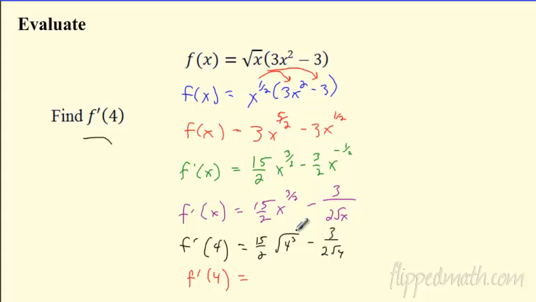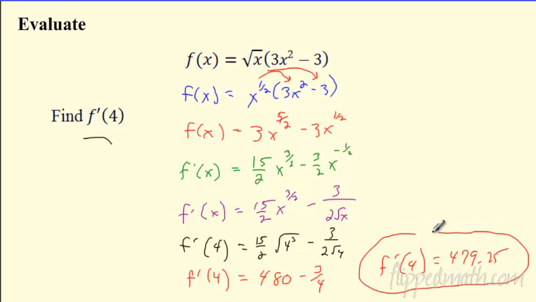4 times 4 times 4 is 64. Divide that by 2 is 32. 15 times 32 is 480. Now that's one I expect to be able to do in your head. That would probably be a calculator one. On bottom, this would be minus 3 over the square root of 4 is 2, so 3/4. So the final derivative would be, I'm going to make this a decimal if that's all right, minus the 3/4, 479.25 would be the derivative.